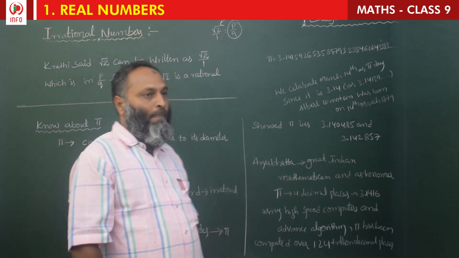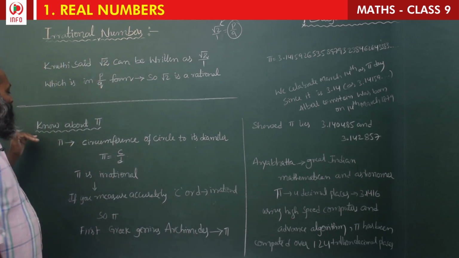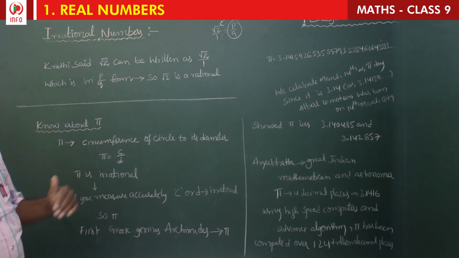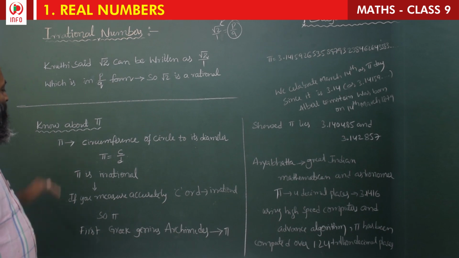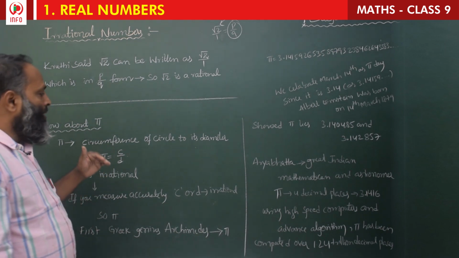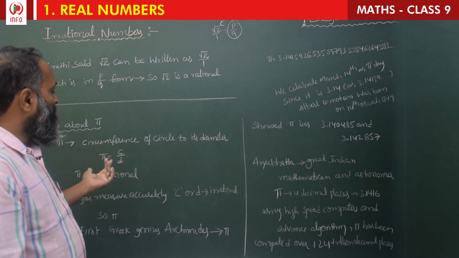Okay. Next, here, let us know about pi. What is meant by pi? Actually, what is pi? Pi is the ratio of the circumference of a circle to its diameter.